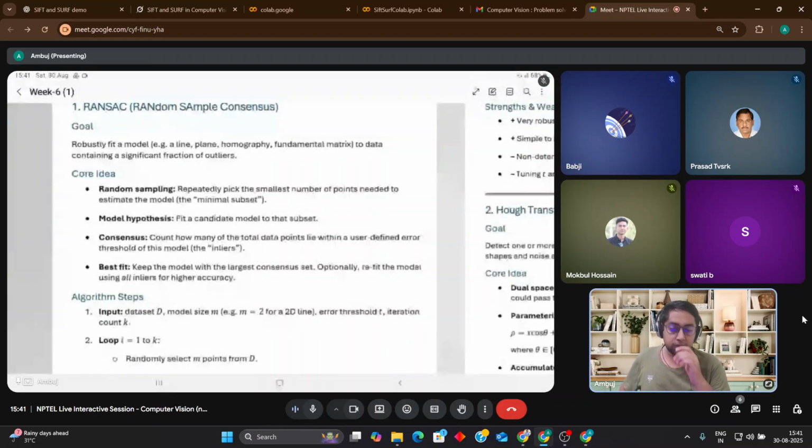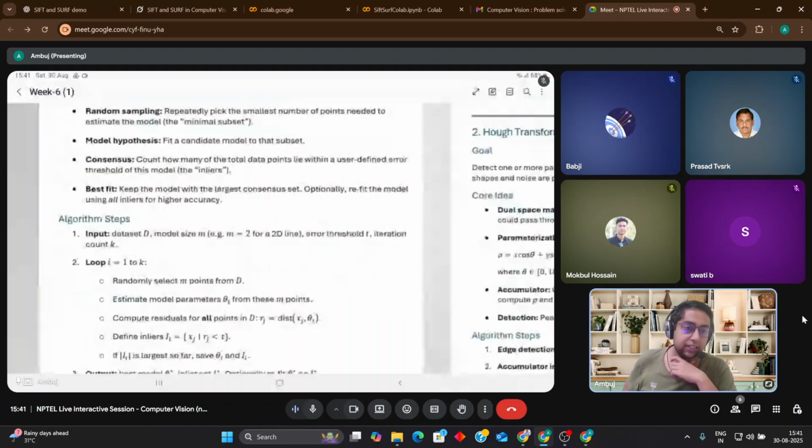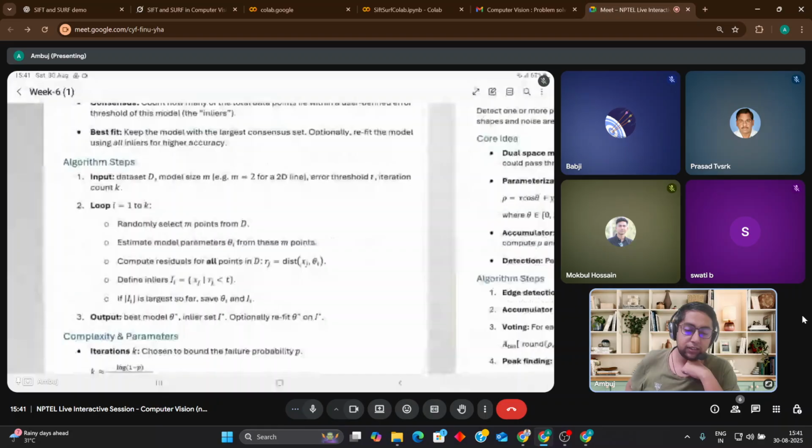Algorithm steps are also given. Dataset D is there, model size M is there, then you loop from I to K. Randomly select M points from D, then estimate the model parameters theta I, then compute all the residuals, define the inliers, then compute the best model.